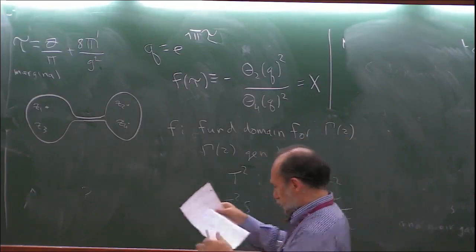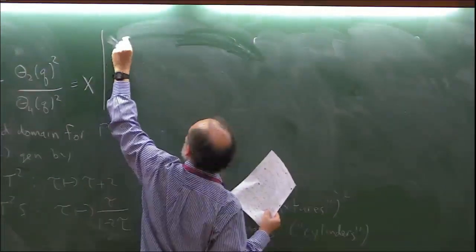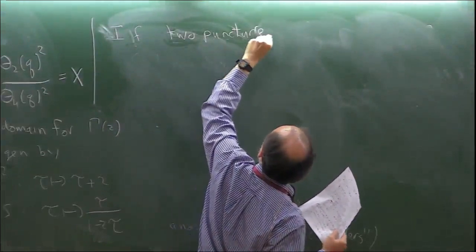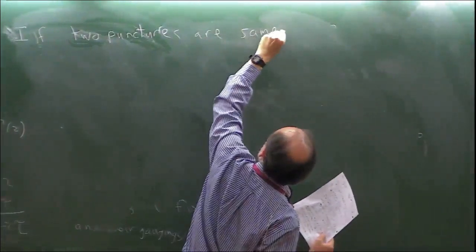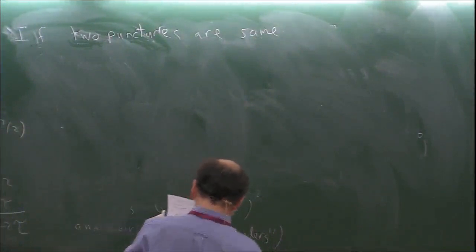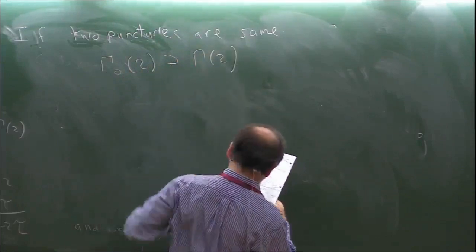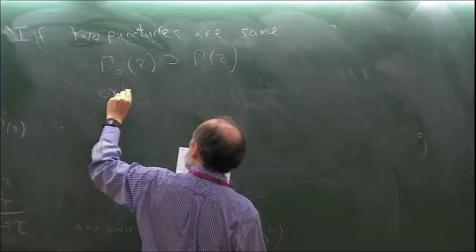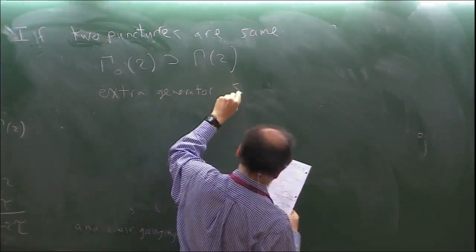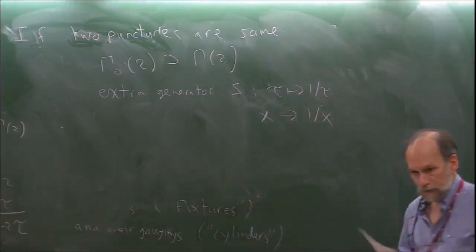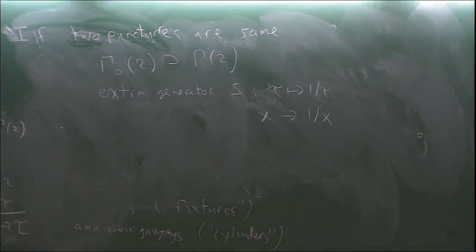If it turns out that two of the punctures are the same nilpotent orbit, say for instance the ones at Z1 and Z2, then the symmetry is larger. It's gamma 0 of 2, where the extra generator is S, which normally takes tau to minus 1 over tau, which acts on the x plane as x goes to 1 over x. And now theories which are related by S are isomorphic. And if 3 of the punctures are the same, then the full PSL2Z generates isomorphisms of the quantum field theory. Yes, sir.